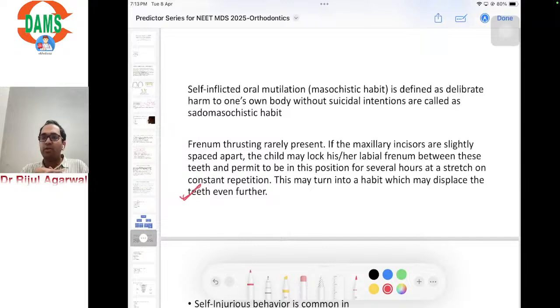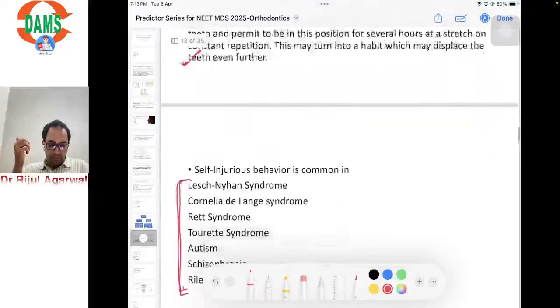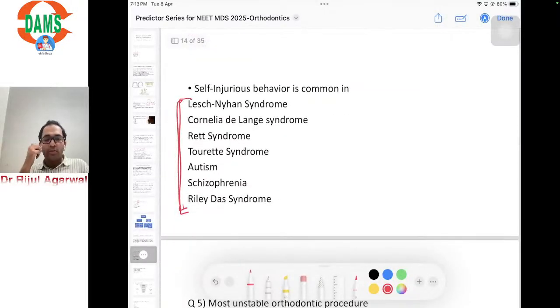Like tongue thrusting, what happens if the patient thrusts his tongue between his teeth anteriorly or laterally? In this case, the frenum is thrusted or pushed between those incisors further. So this is the frenum thrusting effect. And these are the syndromes commonly associated with self-injurious behavior. Just remember their names.